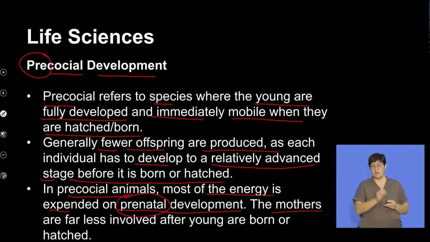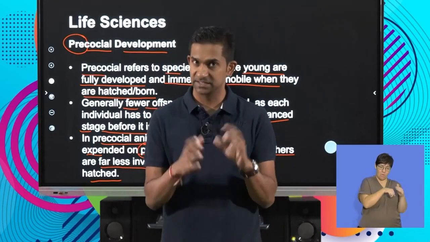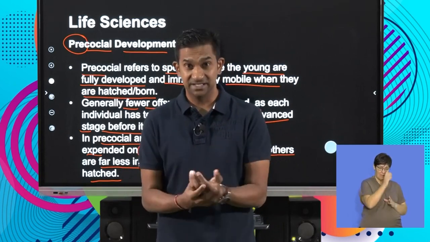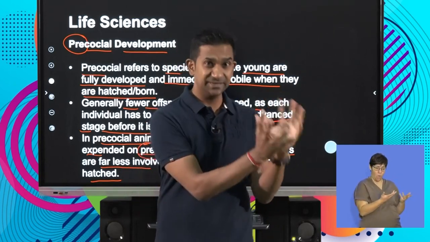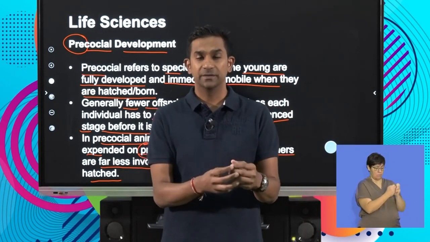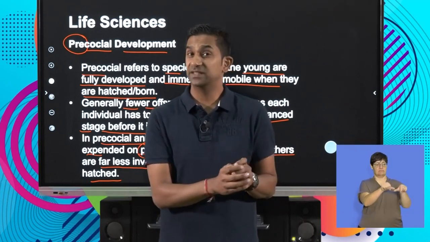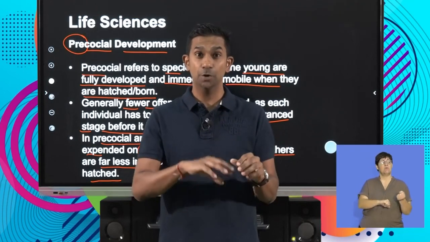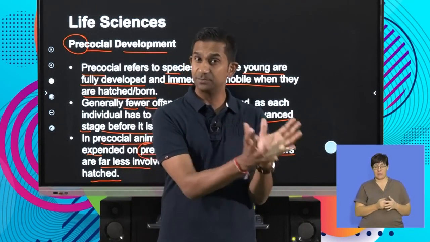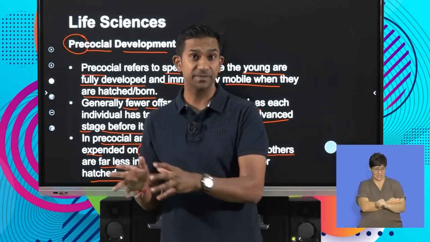You'll find that the mothers are far less involved after the young are born or hatched. So in precocial development, a lot of development happens prenatally. When the young are developing inside the uterus of the mother or inside the egg, they develop fully to a point that when they are born, they are capable of surviving, often independently, by themselves. So the parents offer very little parental care post-development. Lots of prenatal energy is required, but very little postnatal energy from the parents.